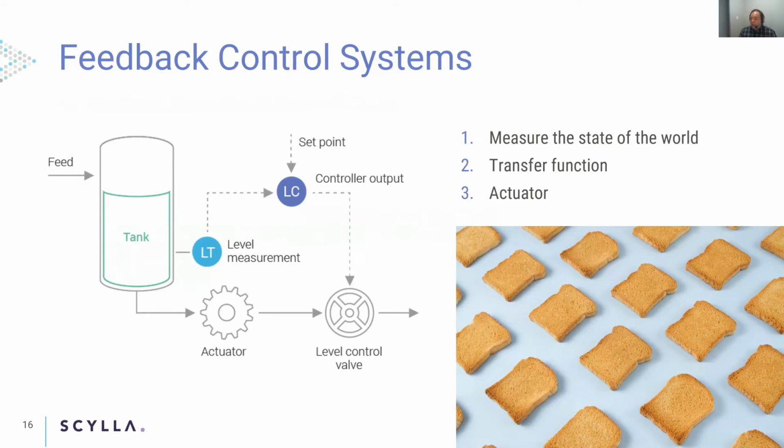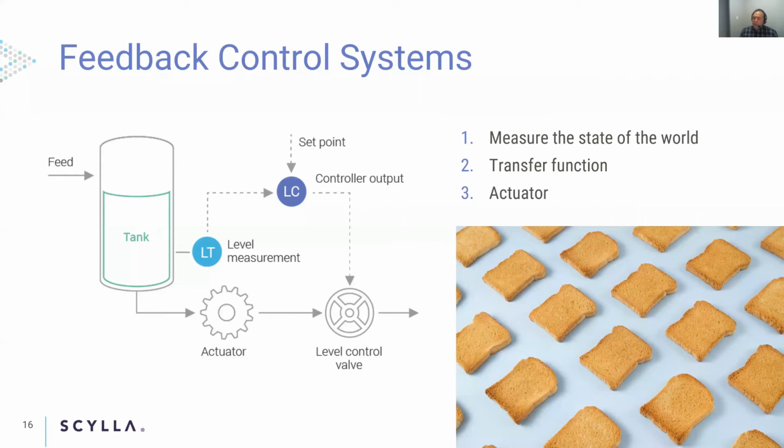Then you have an actuator, and you have a transfer function, which is responsible for collecting all this information and telling the actuator: should you open the valve more, or should you close the valve at this point, so as not to allow the water to flow.